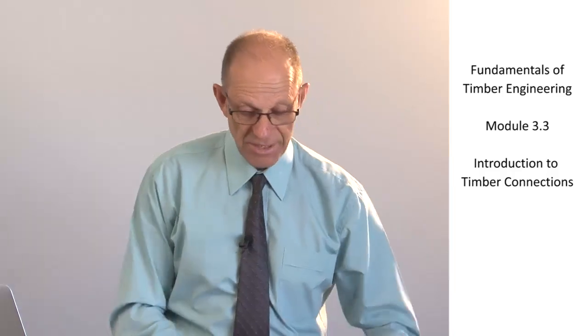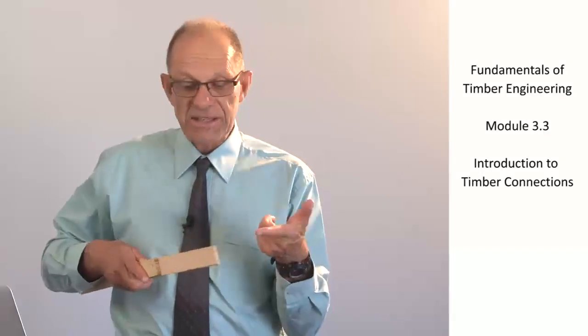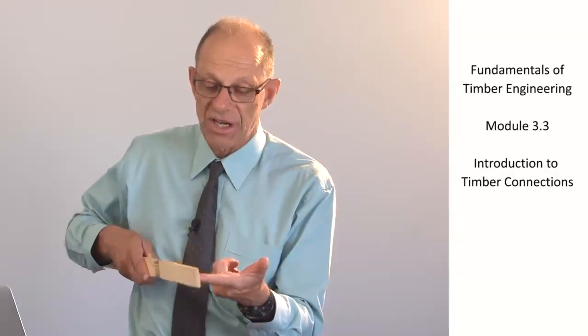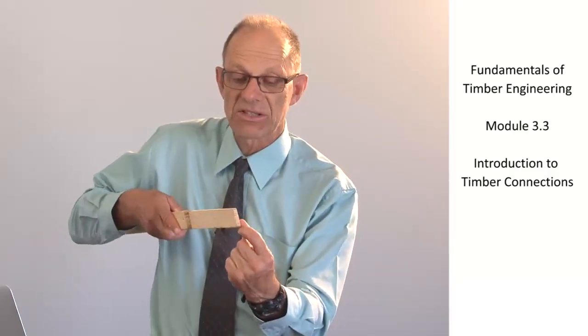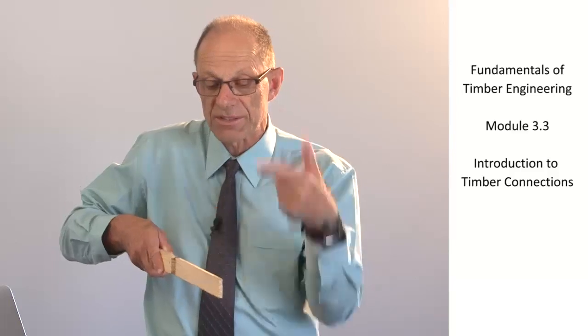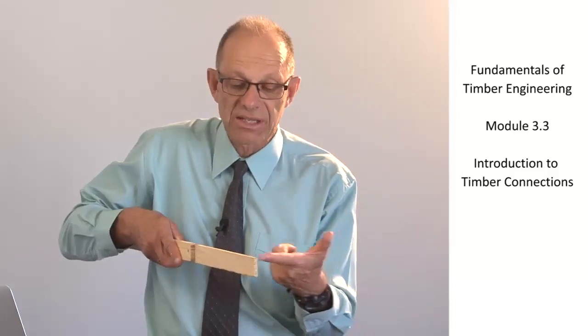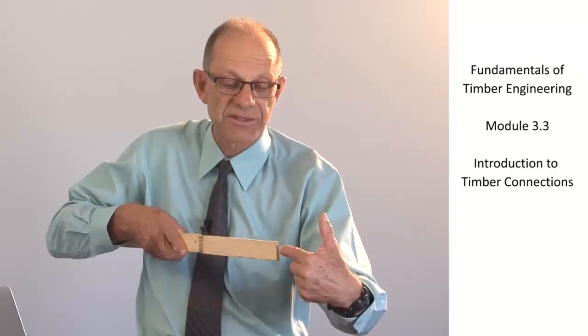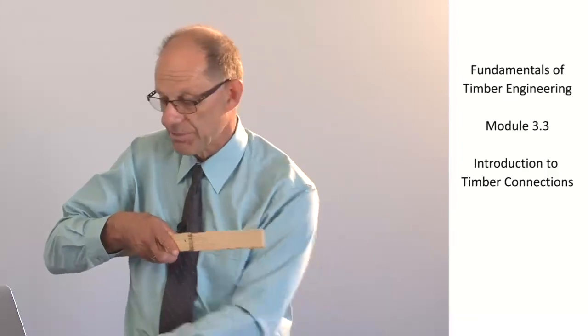Now, for pieces of timber, the most effective connections penetrate the side grain. If we look at this piece of timber here, that is the end grain of the piece of timber, and there's side grain on two faces. So connectors are most effective when they're penetrating the side grain and less effective when they're going into the end grain of the timber.